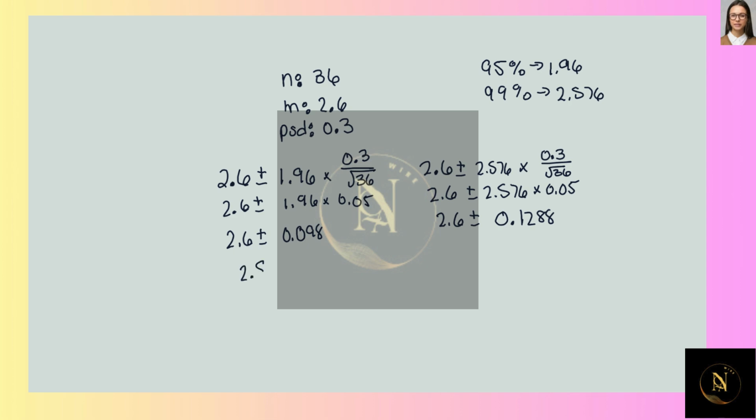And so that's 2.502, and adding those together, 2.698. And then 2.6 and then 0.1288, and so that is 2.7288. I did not subtract first. So 2.6 minus 0.1288 is 2.4712, and then 2.7288.